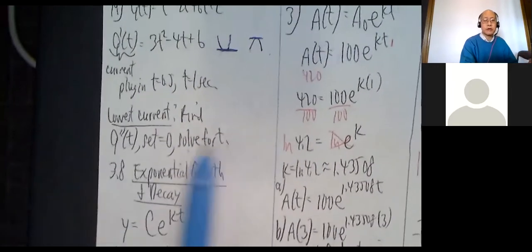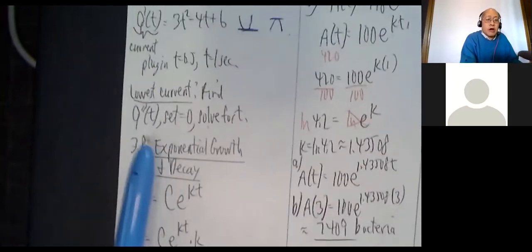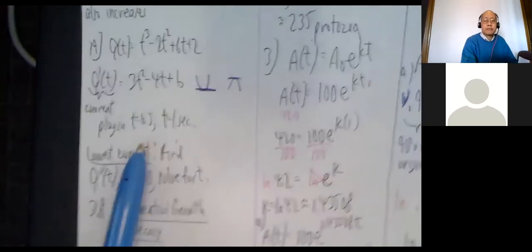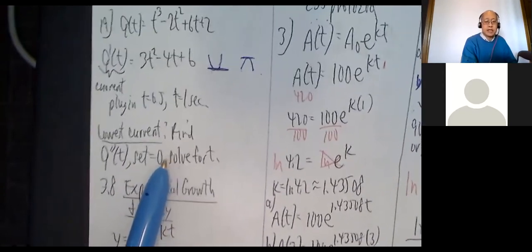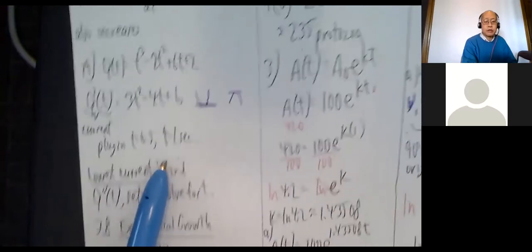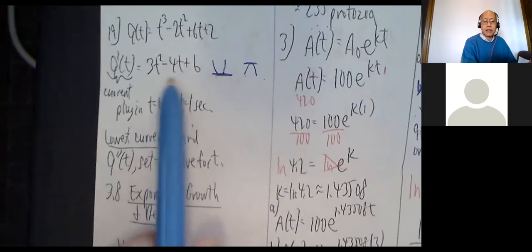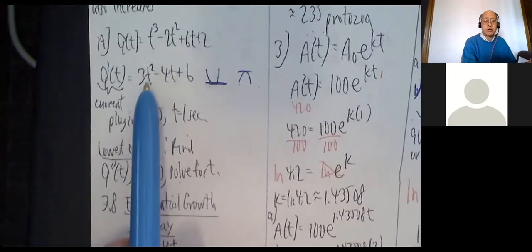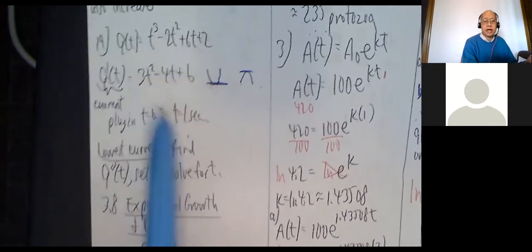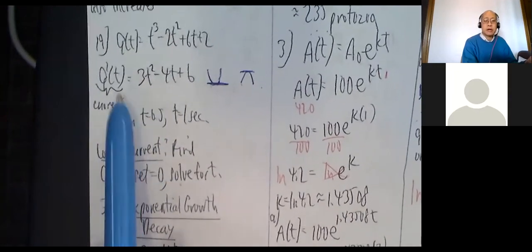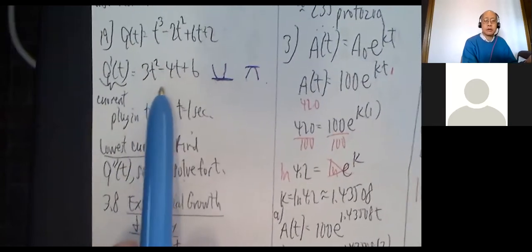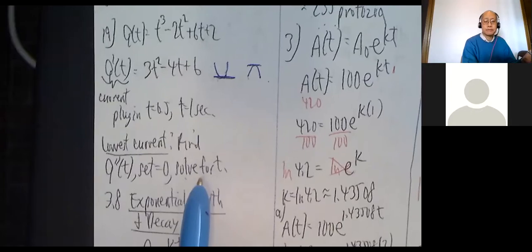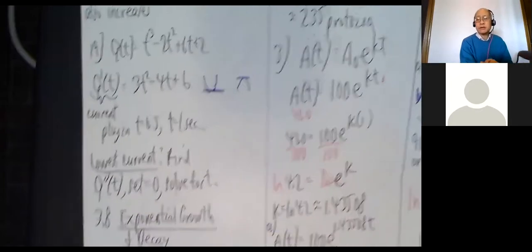So I'll just tell you what you do for this without actually doing it. Find Q double prime, set it equal to 0, and solve for t. That's easy to do. I already did 1. Plug in 0.5 there and there. It's a little bit messy, but it can be done. For the lowest current, take the second derivative, set it equal to 0, solve for t. So that's my hint for that one.